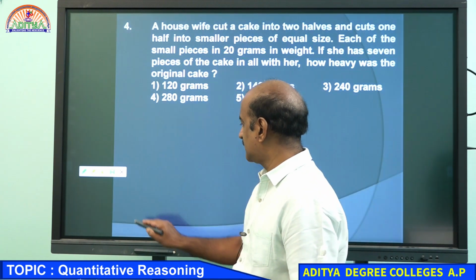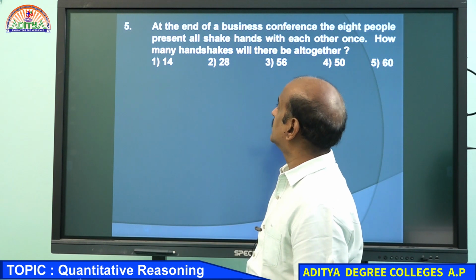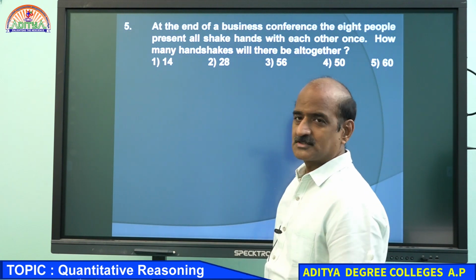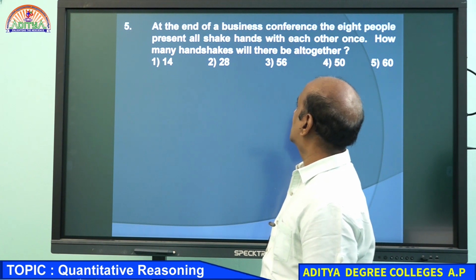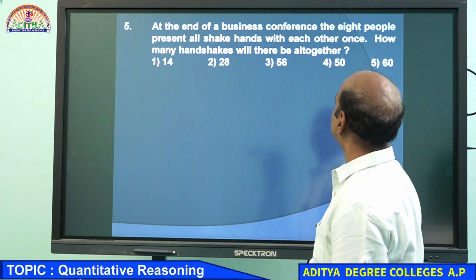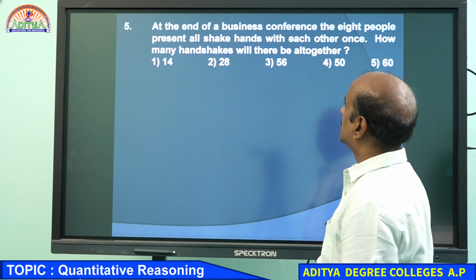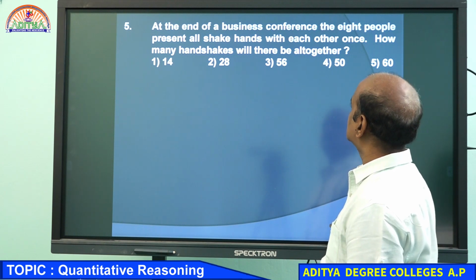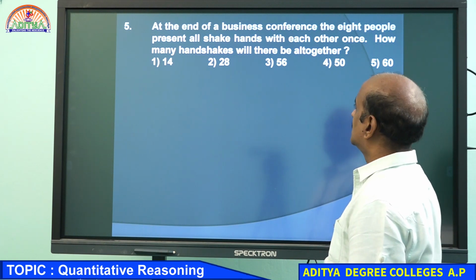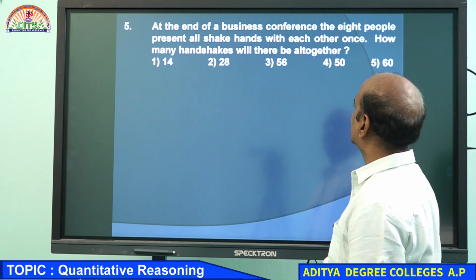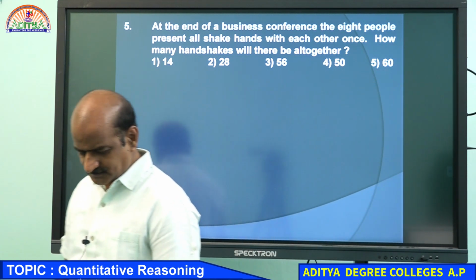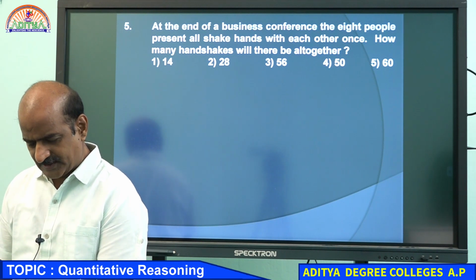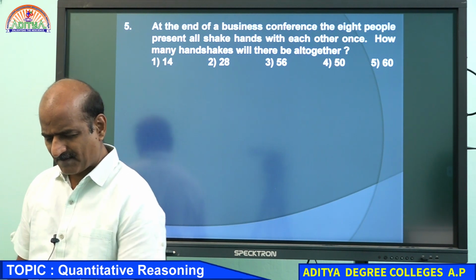Come on student, let me give you one more question. Maybe this time you will be able to write. Question number 5. Please answer this question, man. At the end of a business conference, the 8 people present all shake hands with each other once. How many handshakes will there be together? Come on student. How many handshakes will there be together?